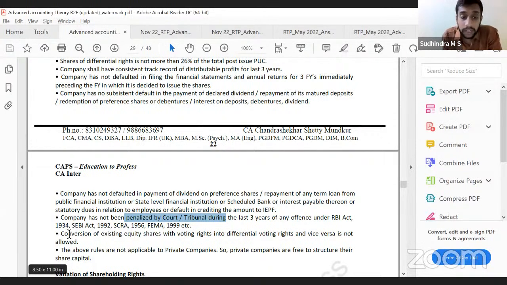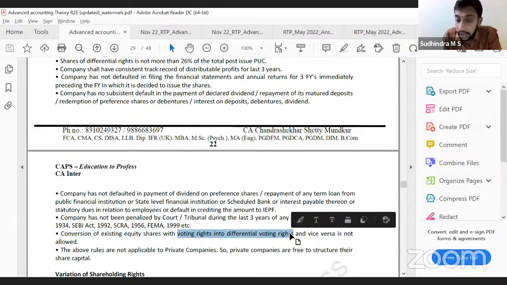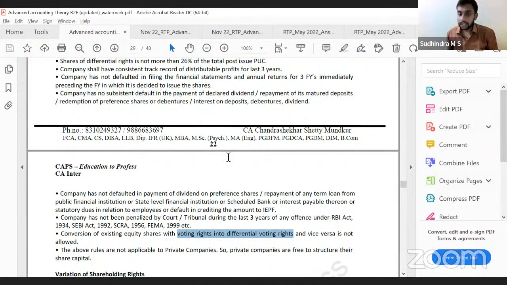However, is subsequent conversion of existing equity shares with voting rights into differential rights possible? The answer is no. We have a normal voting right equity share. Can I convert it into a differential voting right equity share? The answer is no, not possible. Similarly, I have a differential voting right equity share. Can I convert it into a normal voting right equity share? Not possible. Right? Both scenarios are not possible.